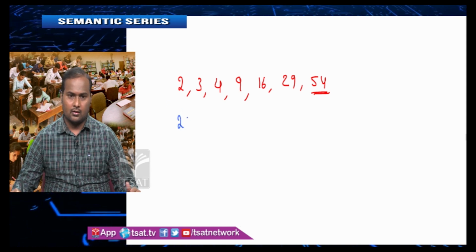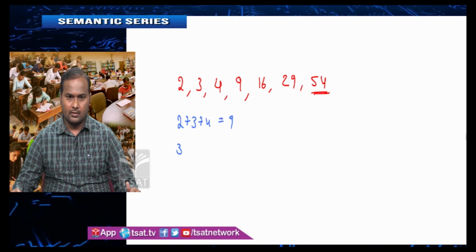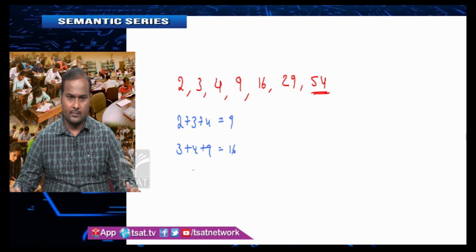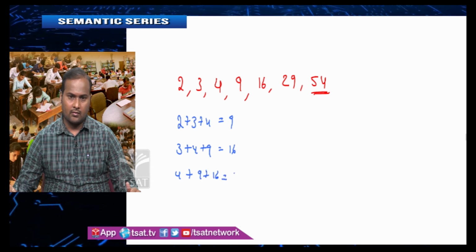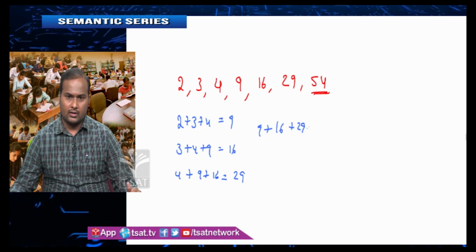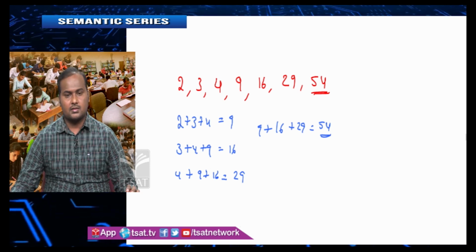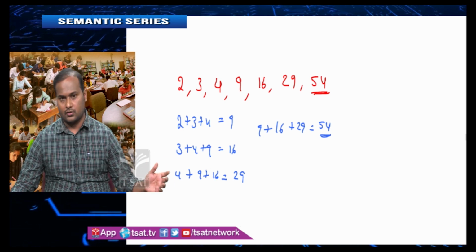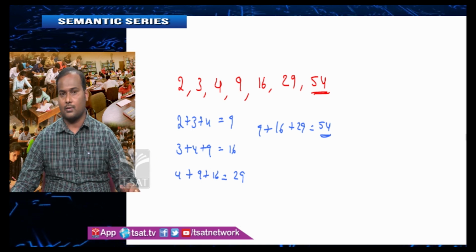For example, again 2 plus 3 plus 4, you will get 9. In the same way, 3 plus 4 plus 9, we will get 16. The same way, 4 plus 9 plus 16, we will get 29. In the same way, 9 plus 16 plus 29, we will get 54 as the answer. So this is called a Fibonacci series. Generally we get it by the addition of the previous three numbers. So here are two types: by adding the previous two, and the next pattern is by adding the previous three. So these are the two types of Fibonacci series.